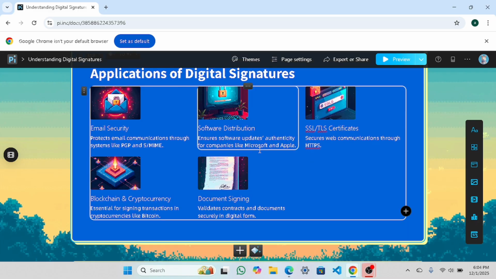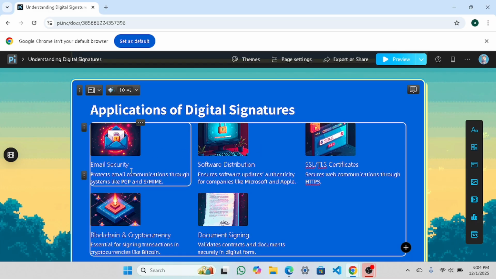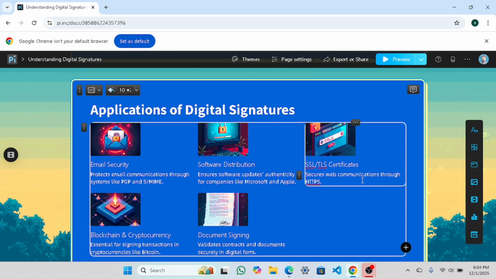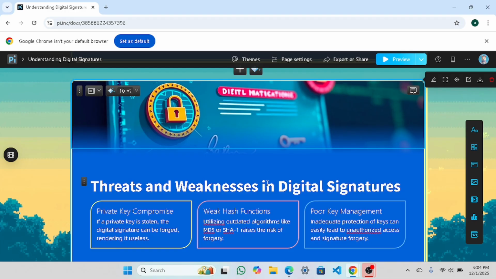Applications of digital signatures. Where is it used? Email security, software distribution, SSL/TLS certificates, secure web browsing through HTTPS, document signing, blockchain and cryptocurrency. These are the main applications of digital signatures.